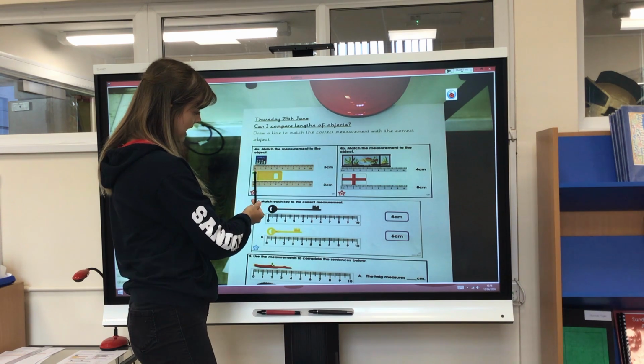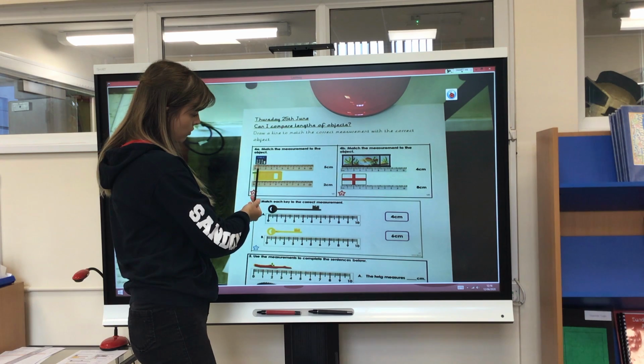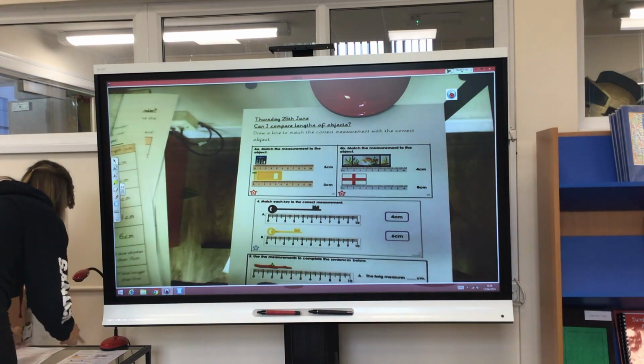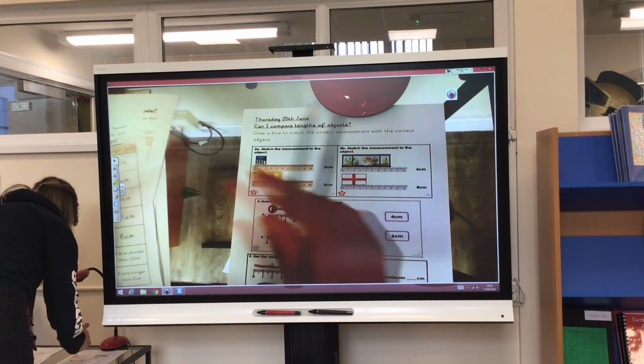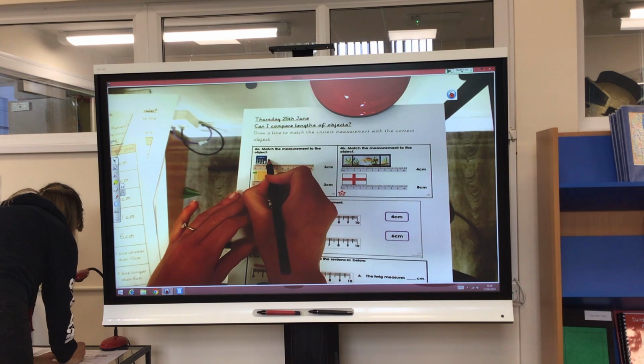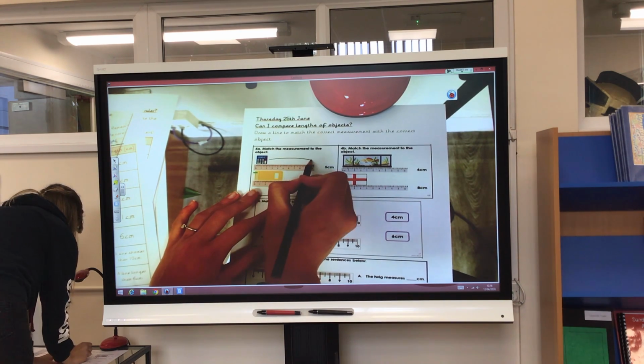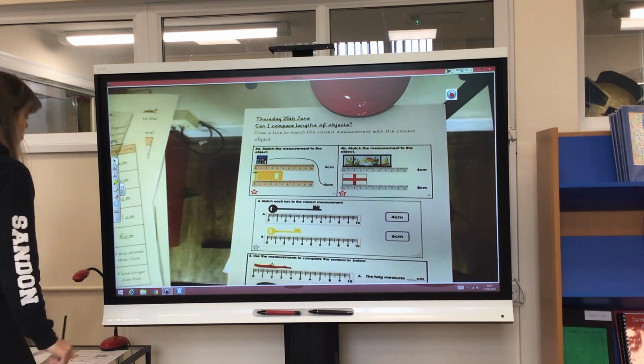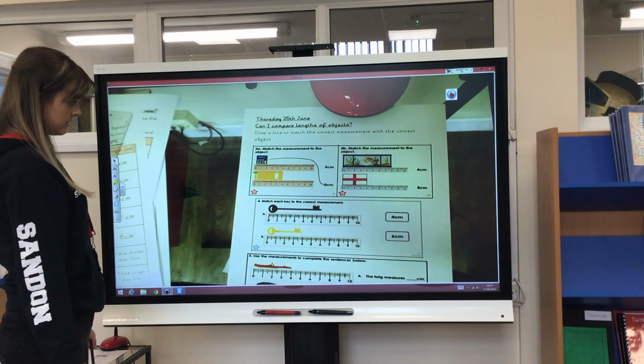So if you have a look at this, it's a calculator. It started at 0 and it's gone 1, 2 centimetres. So I would draw a line. You could use a ruler if you wanted to, or I can draw it around. So this would be there. That object is 2 centimetres.